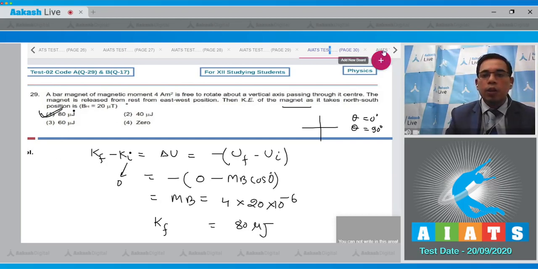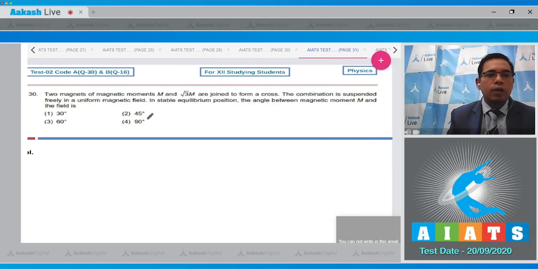Now move to question number 30, which states that two magnets of magnetic moment m and root 3 m are joined to form a cross. The combination is suspended freely in a uniform magnetic field in a stable equilibrium position. The angle between the magnetic moment m and the field is.